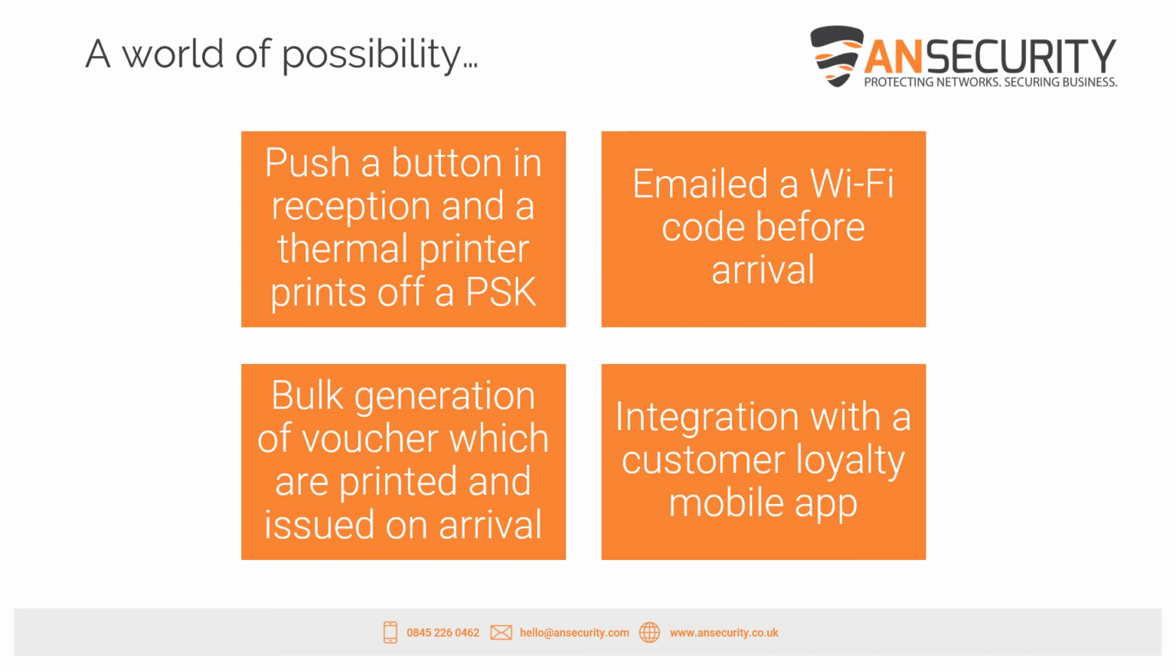If you already have a customer loyalty mobile app, for instance, there are plenty of options here to ensure that before the user even walks through the door, all the information that's required to connect to the wireless network is already on their mobile phone, such that as they come through the door, they're already on the Wi-Fi, they're already using your high-speed network connectivity.